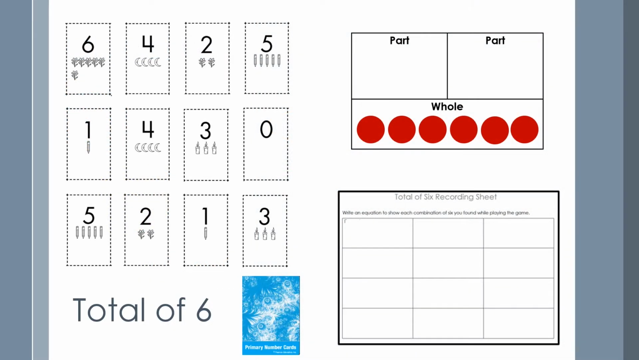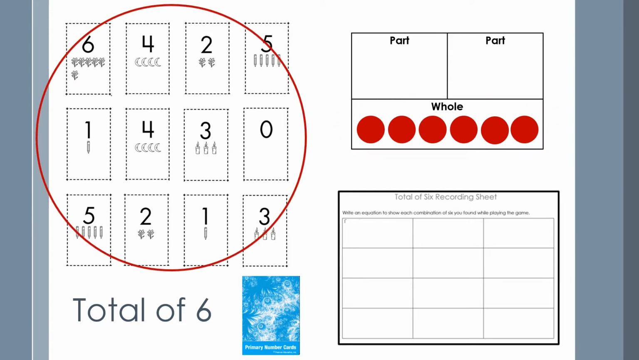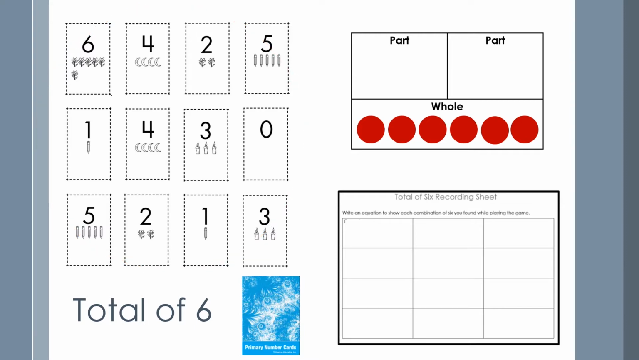The game is called Total of 6. In order to play, you will need a set of 6 counters. You could use something from around the house like buttons, coins, Cheerios, or even some small toys. You will also need some of the primary number cards. We used these cards to play double compare during lesson 2 of week April 20th through the 24th. Remove the 7 through 10 wild cards. We will only need the numbers 0 through 6 for this game.